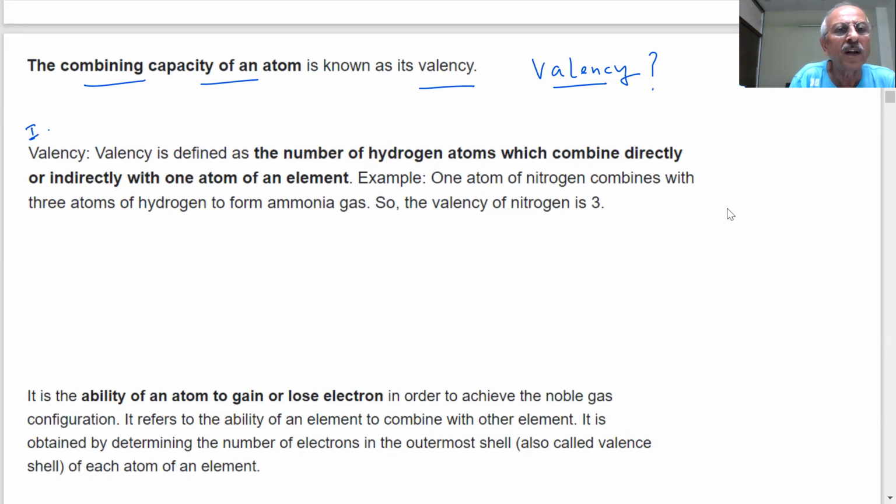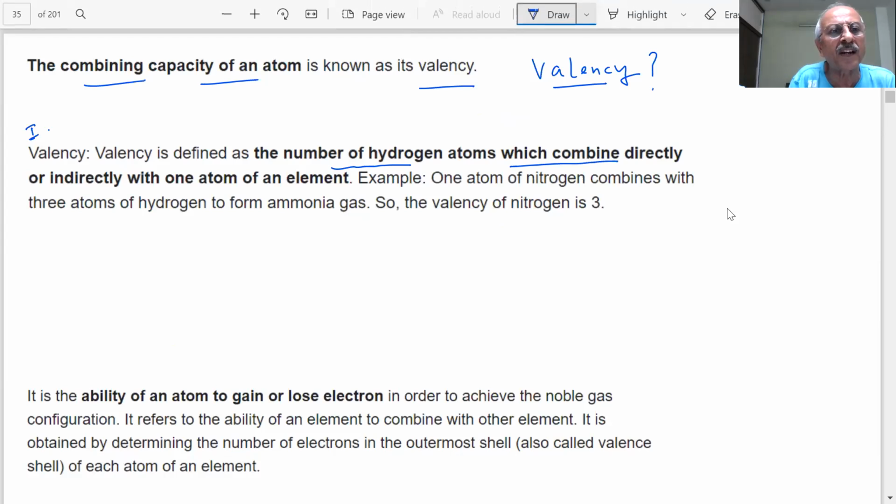And the simplest definition, there are many definitions, but we are talking of this first definition. What does it say, students? Valency is defined as the number of hydrogen atoms which combine directly or indirectly with one atom of the element.